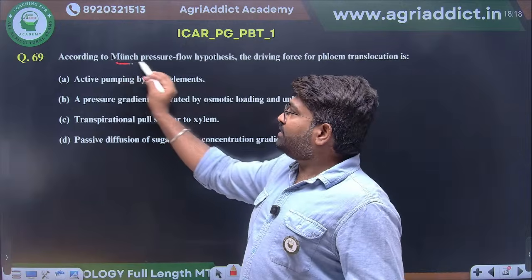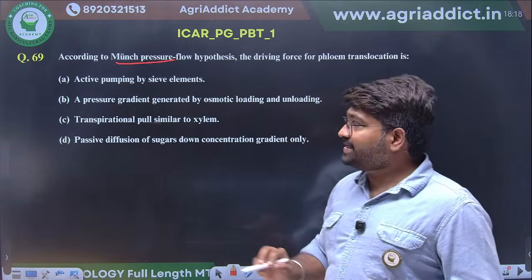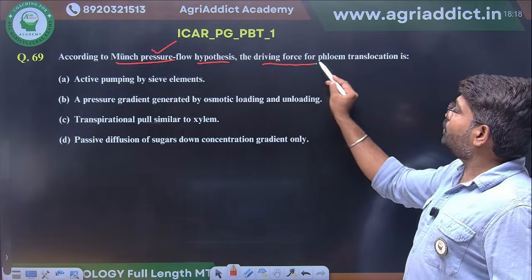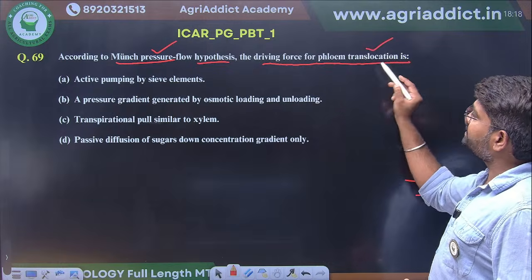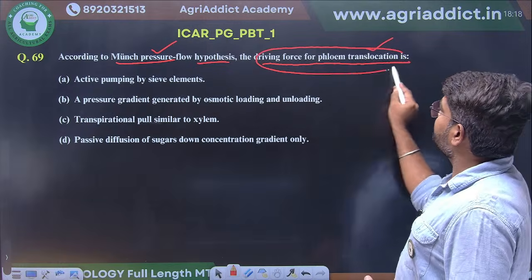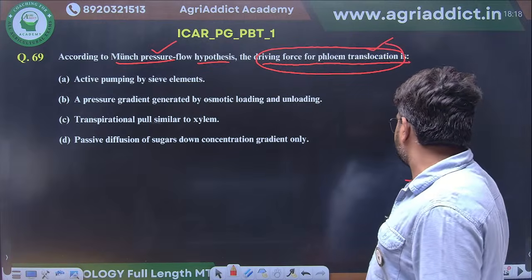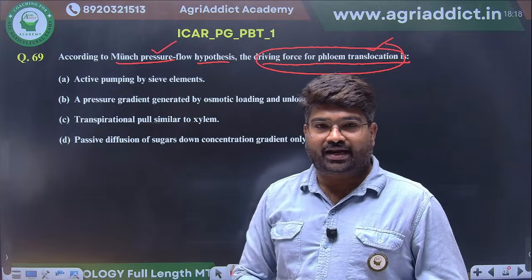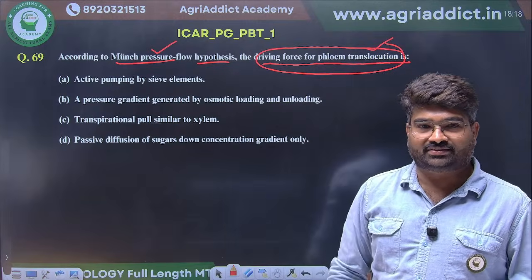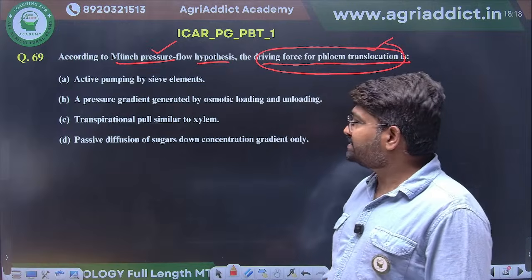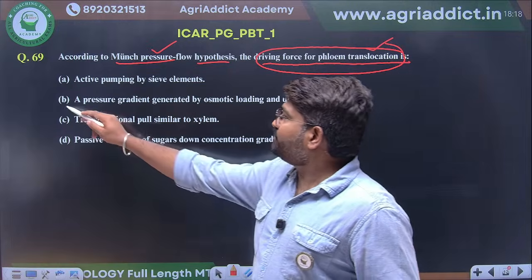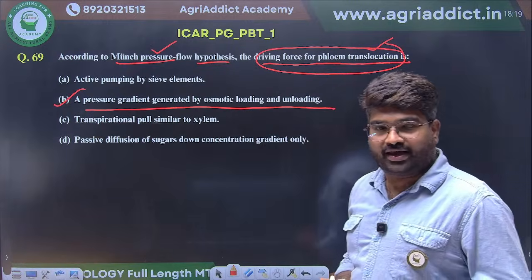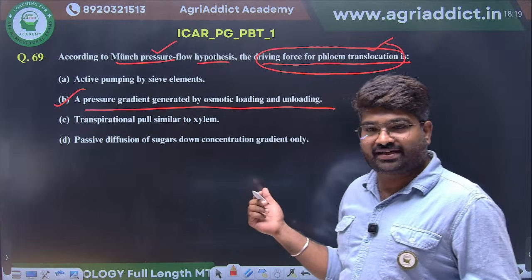This is a direct question. According to the Munch pressure flow hypothesis, what is the driving force for phloem translocation? What will be the answer, students? What will be the driving force for phloem translocation? It will ultimately be a pressure gradient, pumping by osmotic loading and unloading. This is a static question. They can ask direct questions only.